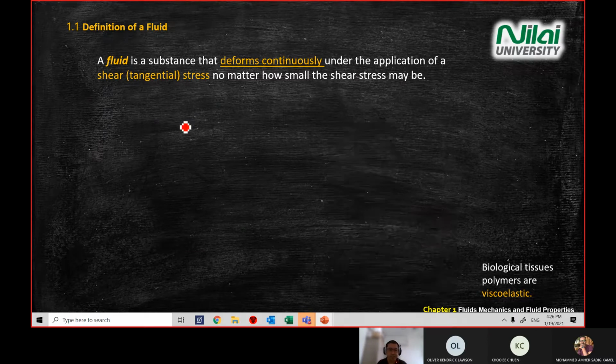Okay, so let's revise what you learned in your stress analysis or other physics module. So let's say you have a cylinder. You have a few types of forces, and the first type of force is called tensile stress, which is pulling at both ends. So this is called tensile stress.